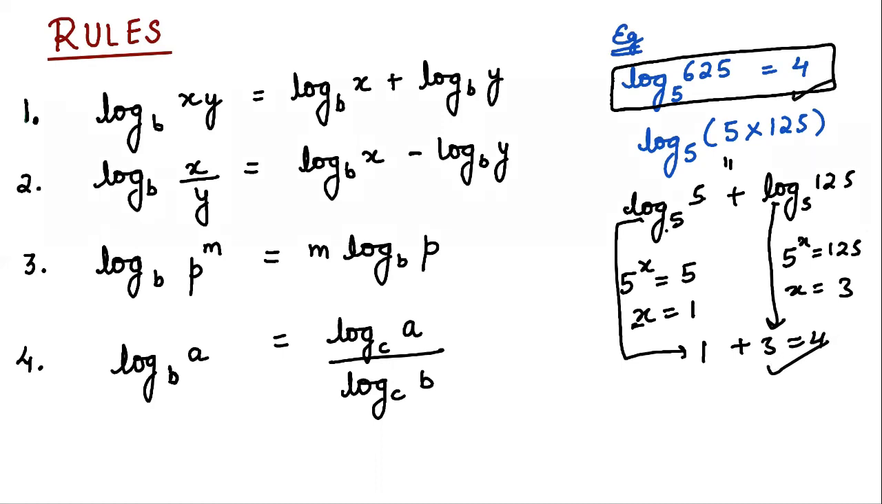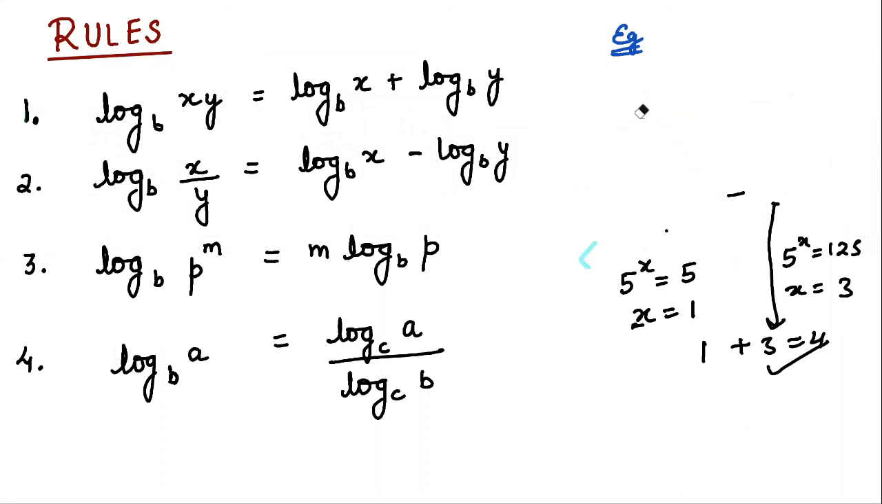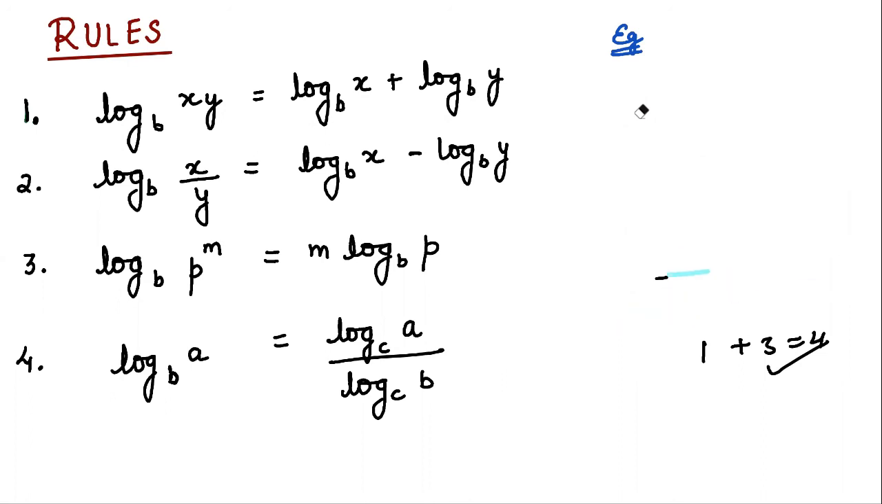So we have checked that log x into y with base b can always be written as log x base b plus log y base b. That is, log x into y is equal to log x plus log y with the same base. Similarly, if you have log x by y with base b, if it is in quotient form, then it is given by log x with base b minus log y with base b.